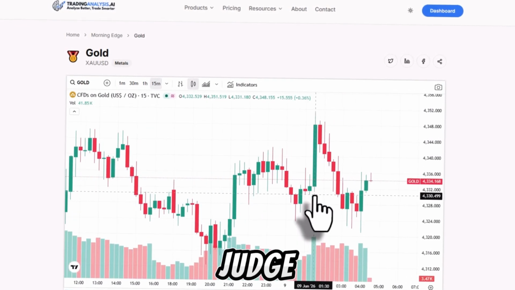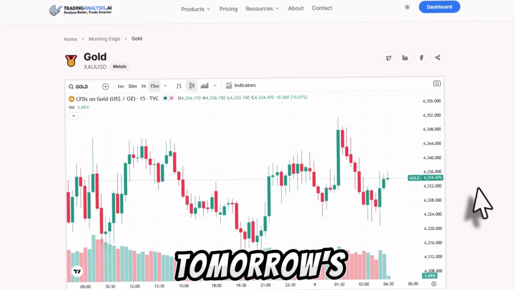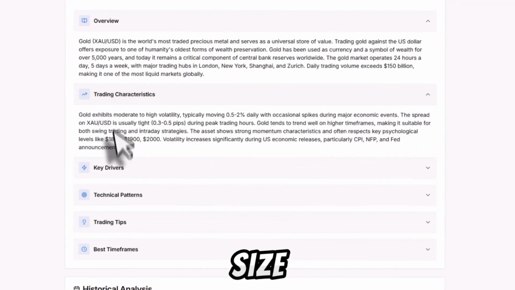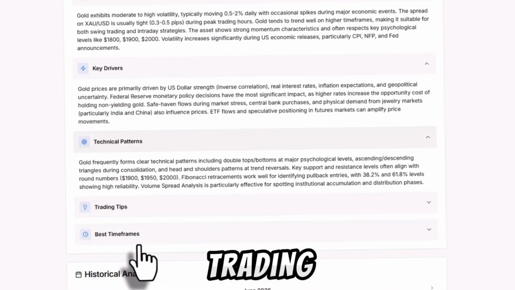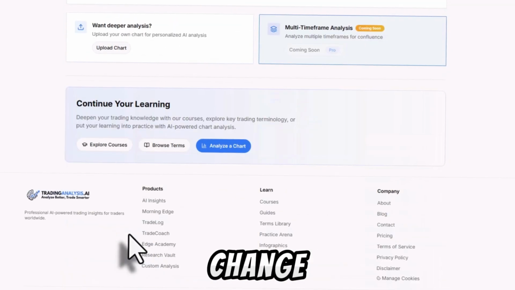Professional traders do not judge their success based on one trade. They do not judge it based on today's trade, or tomorrow's trade, or even next week's trades. They judge it over a large sample size. Because trading is not a prediction game. Trading is a probability game. And understanding that one concept can completely change your trading journey.